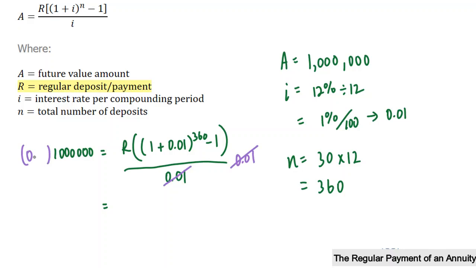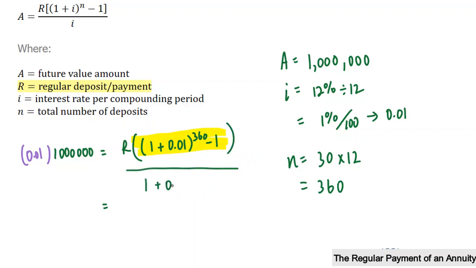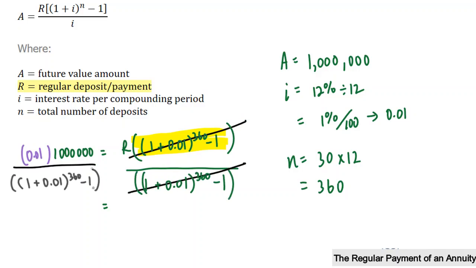On the left side, we have 0.01 multiplied by a million. You can evaluate the left side now, but I'm just going to leave it the way it is. Now what we're left with is this expression on the right side. We need to find out what R is. To get rid of everything else but R, we have to divide both sides by this. We end up with 1 plus 0.01 to the power of 360 minus 1, and this cancels out. We're going to have the same thing on this side.